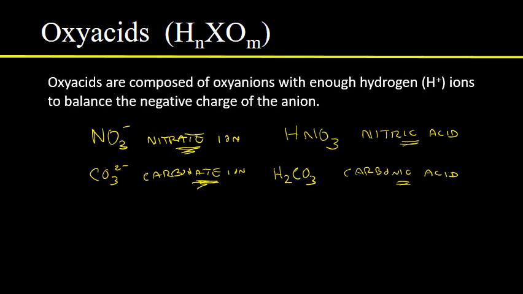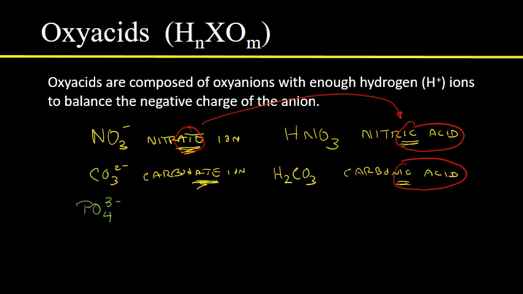If you take the oxyanion that ends with -ate, convert it to an acid, then the name becomes whatever the root is, and then -ic acid. So for example, see if you can figure this one out. PO4 3- is phosphate ion. So if that ends in -ate, go ahead and write the formula and the name of the corresponding acid.